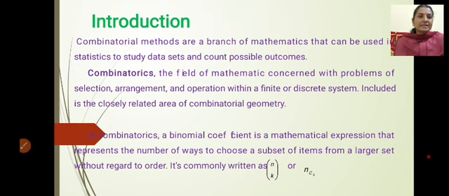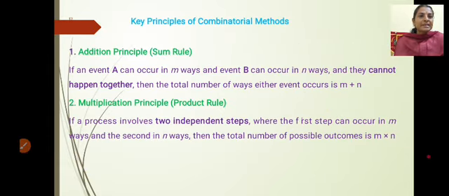In combinatorics, a binomial coefficient is a mathematical expression that represents the number of ways to choose a subset of items from a larger set without regard to order. It is commonly written as n combination x. Key principles of combinatorial methods. First one is the addition principle. If an event A can occur in m ways and the event B can occur in n ways and they cannot happen together, then the total number of ways either event occurs is m plus n.